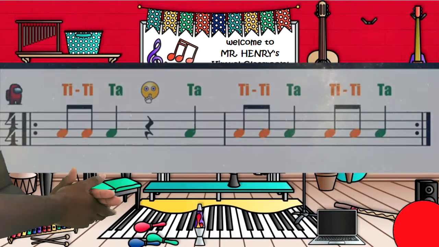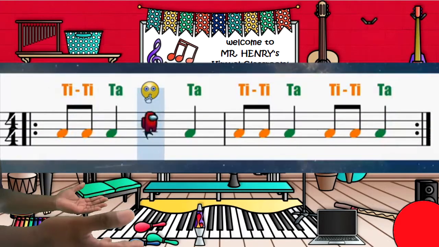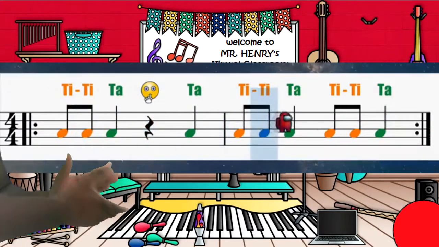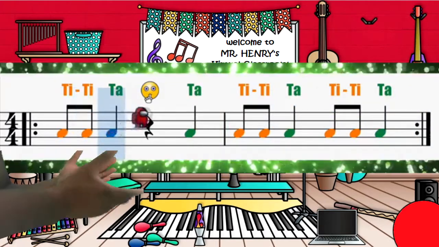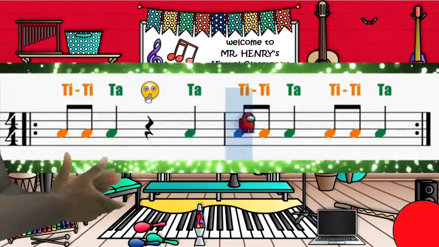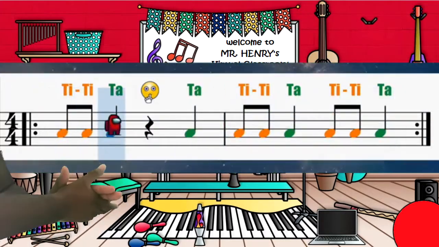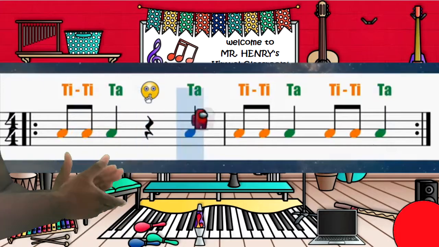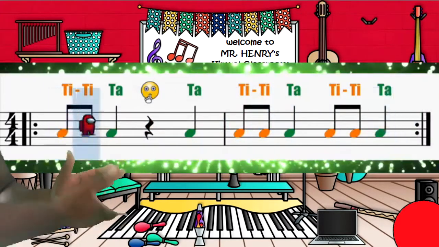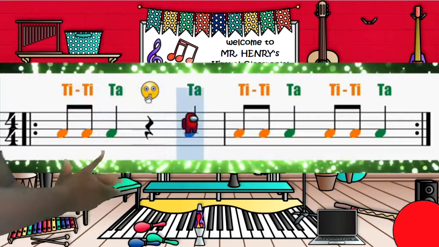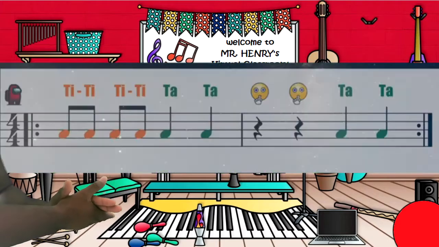1, 2, ready, go. Tee-tee-ta, ta, tee-tee-ta, tee-tee-ta, tee-tee-ta, ta, tee-tee-ta, tee-tee-ta, tee-tee-ta, ta, tee-tee-ta, tee-tee-ta, tee-tee-ta, ta, tee-tee-ta, tee-tee-ta.